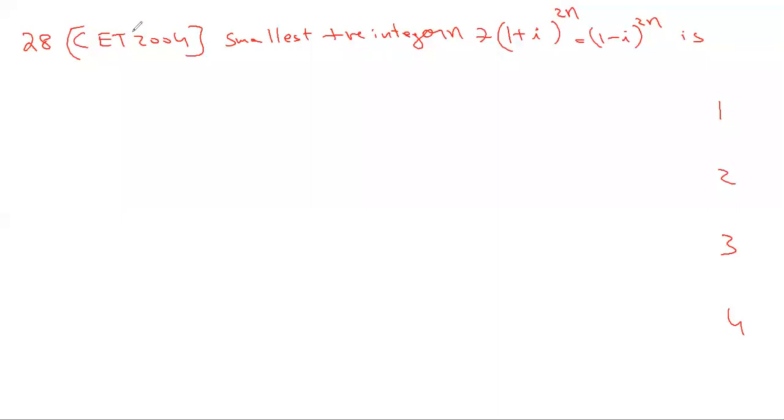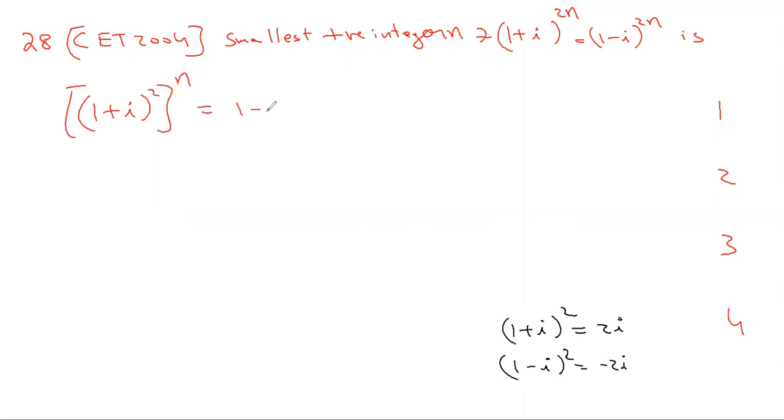Its calculation is quite simple, and we just use two important observations. We can't call them formulas. 1 plus i the whole power 2 is 2i, and 1 minus i the whole power 2 is minus 2i. Just one step we skip, that's all. Within one step, you'll get that as a formula. If you try to use that, 1 plus i the whole square the whole power n equals 1 minus i the whole square the whole power n. So this 2i the whole power n and minus 2i the whole power n.